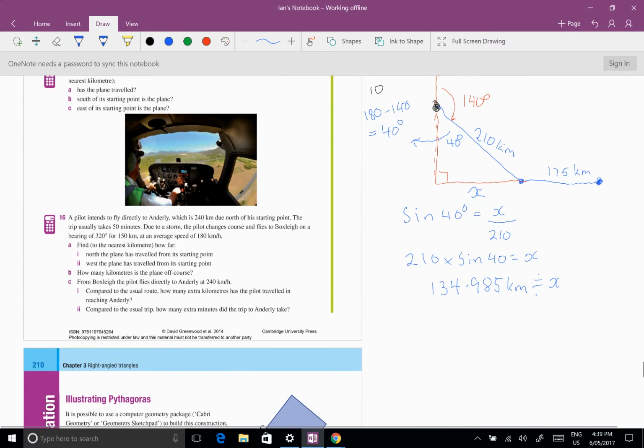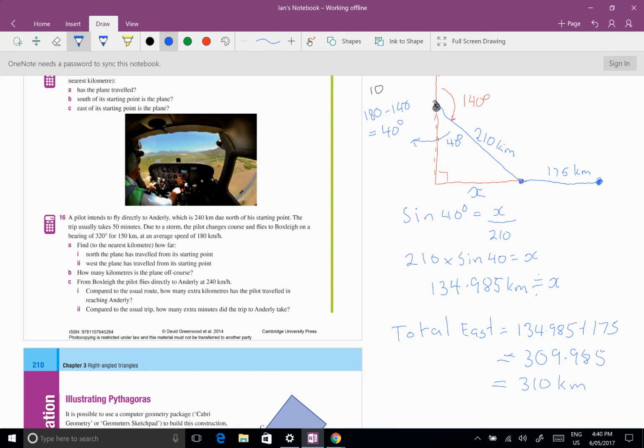But remember, the question asked what was the total distance east? So the total east equals 134.985 plus 175, which equals 309.985, but they want to the nearest kilometre, so 310 kilometres.